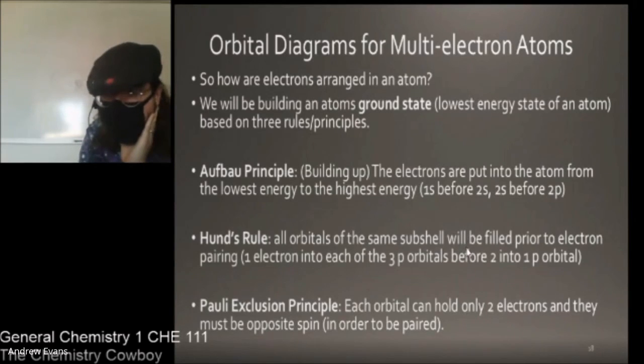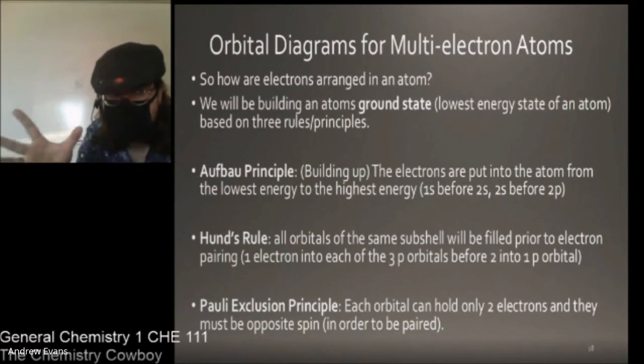Hund's rule: all the orbitals in this subshell will be filled prior to pairing them. When I said the orbitals are degenerate, they are the same energy, all 3 of the p orbitals have the same energy. So I'm going to put 1 into px, 1 into py, 1 into pz before I start putting electrons together. That is because, remember, electrons are negative. 2 negatives want to repel each other, so we're going to keep them as far away as we can until we have to stick them together.